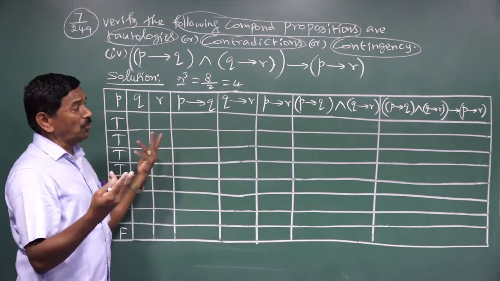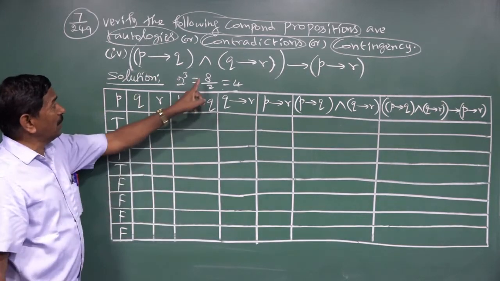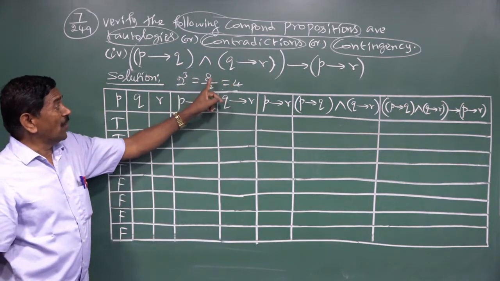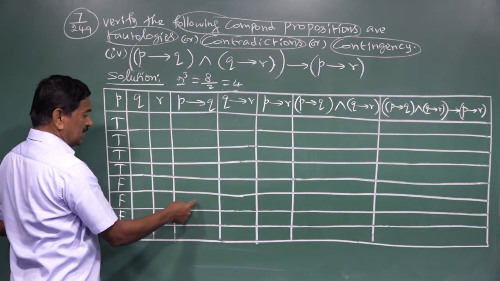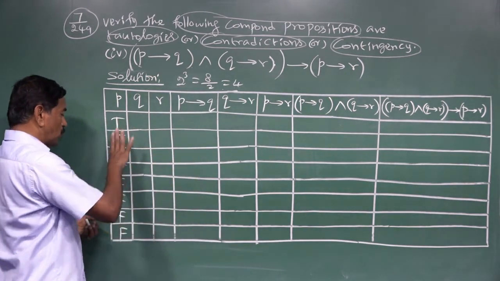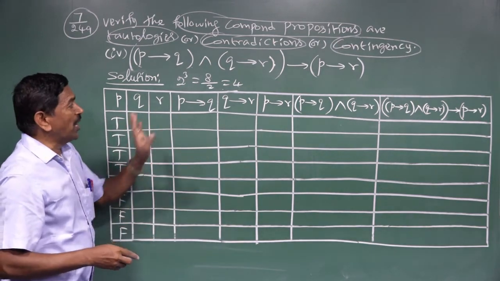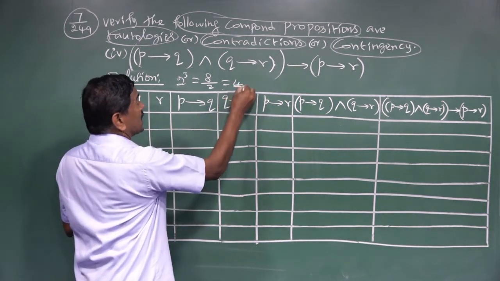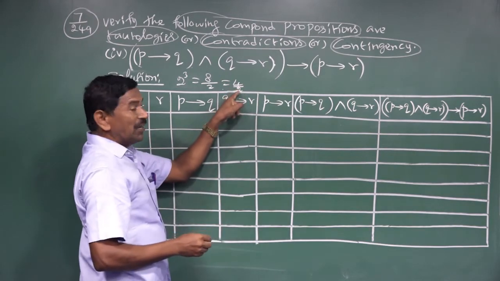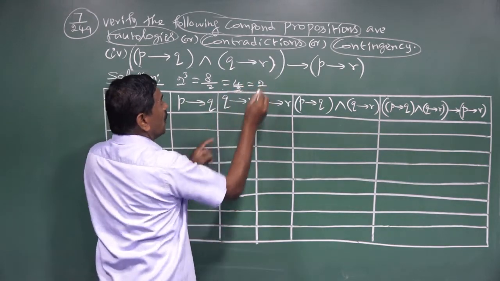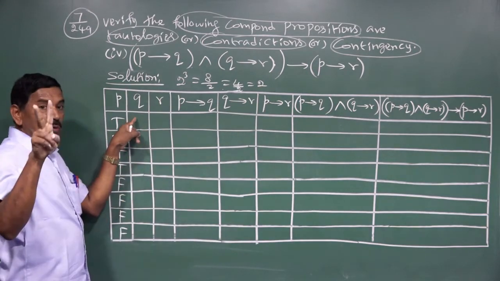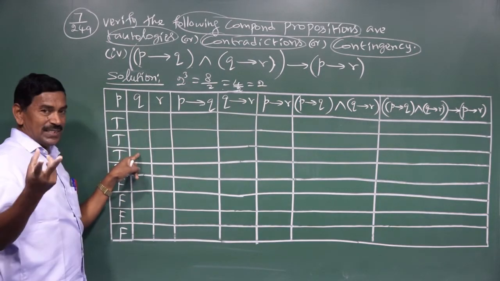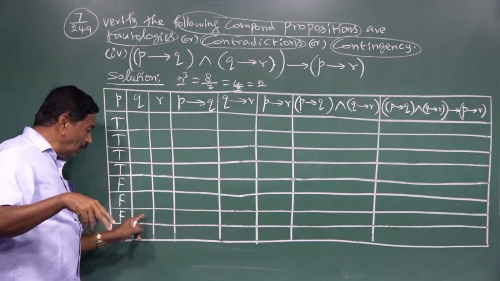No need to count how many rows, how many columns. Rows only we can identify. There are 8 rows. Count it: 1, 2, 3, 4, 5, 6, 7, 8. Because 4 true, 4 false. Now, small idea: this 4 is divided by 2, your answer is 2. Here 2 means 2 true and 2 false.